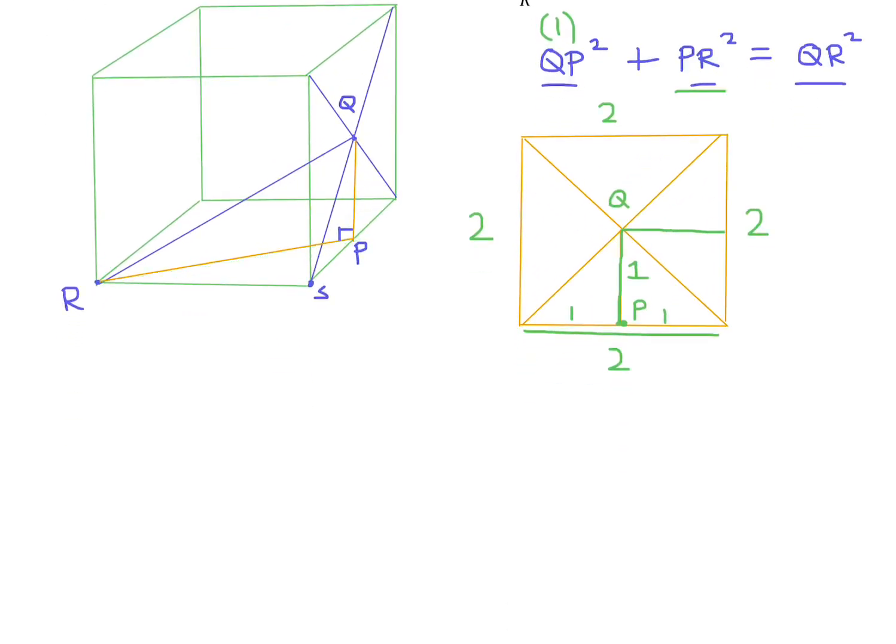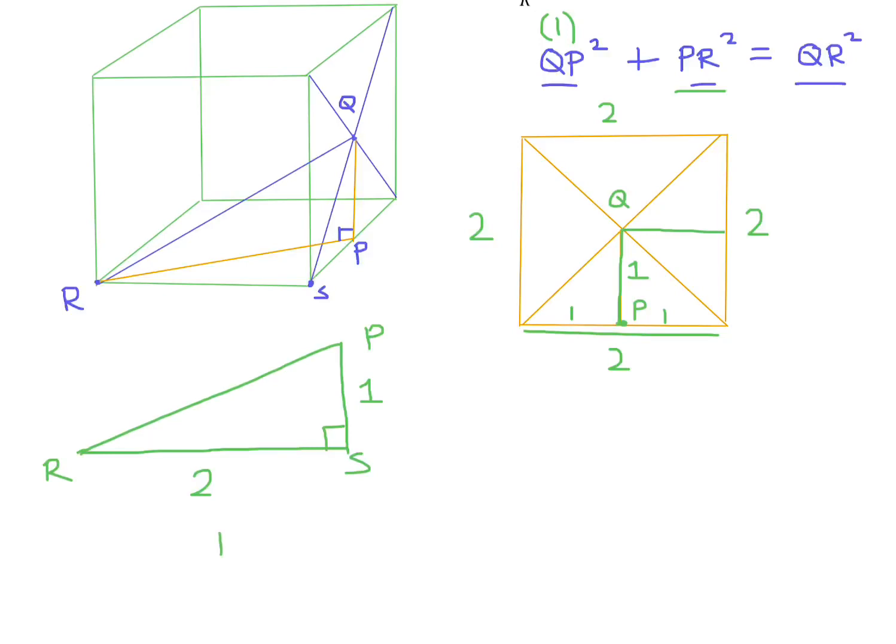Now, how do we figure out PR? Well, concentrate on this triangle right here. Concentrate on triangle PRS. So I'll draw that out a little bit bigger here. So this is P, this is R, and this is S. And we know that RS is just a side of the cube, so that's 2. And PS right here, we know, is 1 because it's a half of the side.